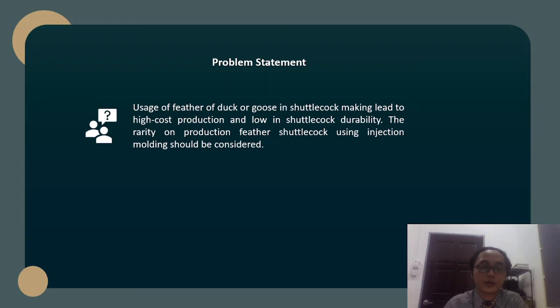The problem statement of this project is that the process of making the feather formation of a shuttlecock is costly, and the feather shuttlecock is less durable because of the feather material. The production of the shuttlecock should be changed to a better process by using injection molding and a different material.